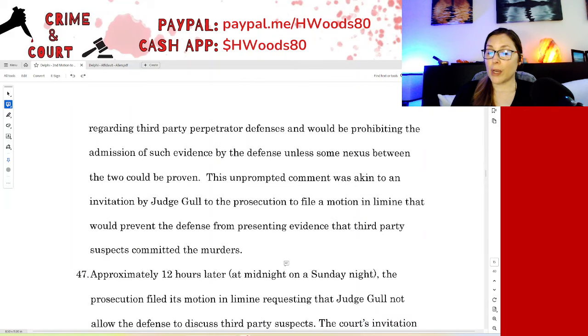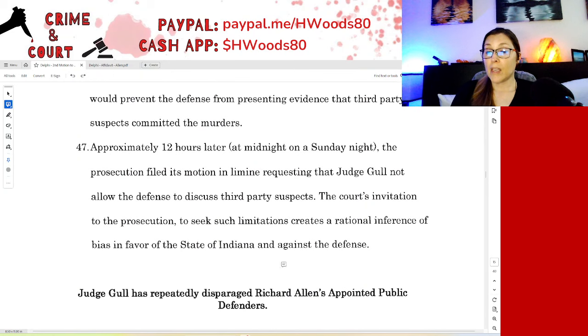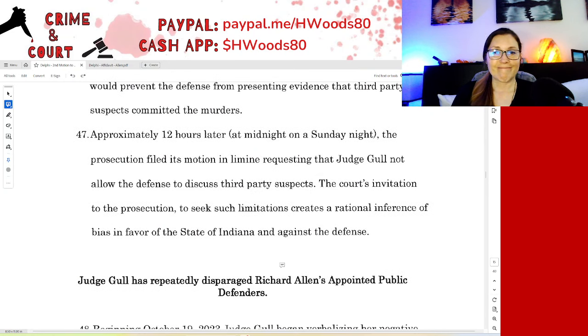So this unprompted comment was akin to an invitation by Judge Gull to the prosecution to file a motion in limine that would prevent the defense from presenting evidence that third party suspects committed the crimes. So yeah, she's holding the prosecution's hand. Number 47, well beyond 18.